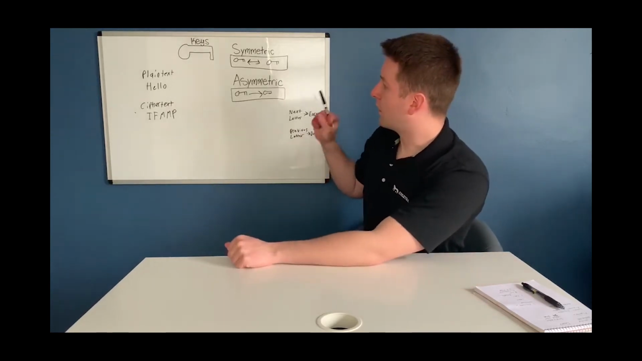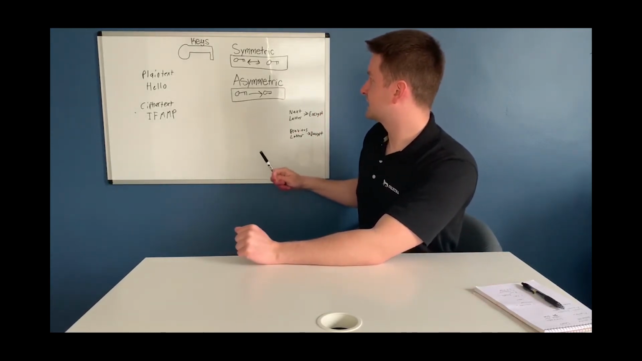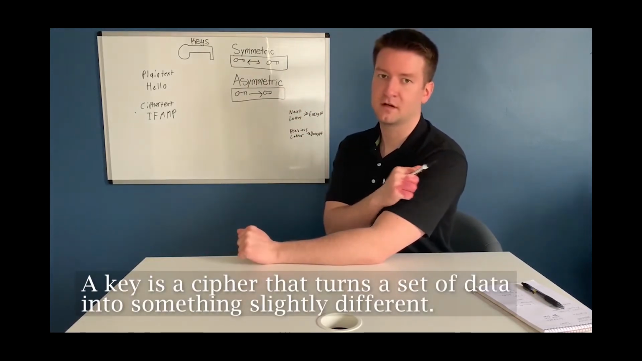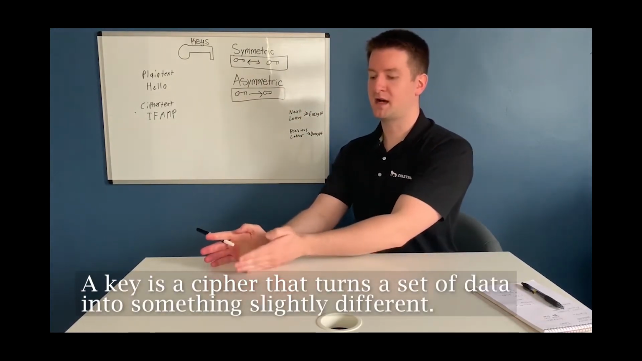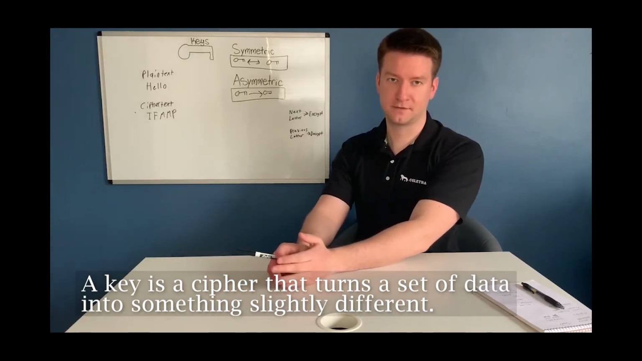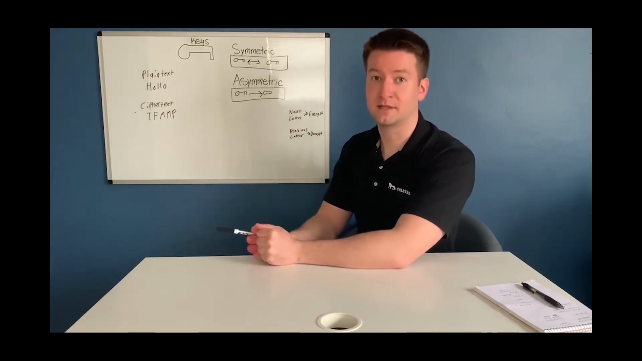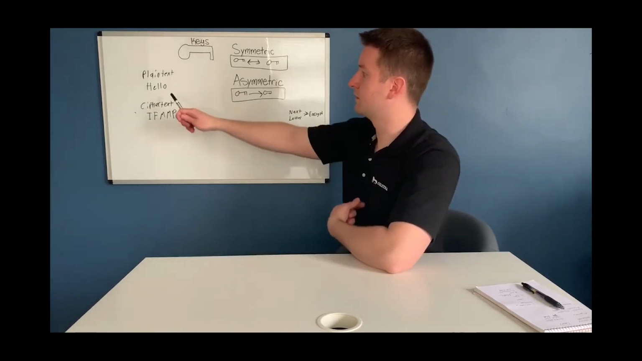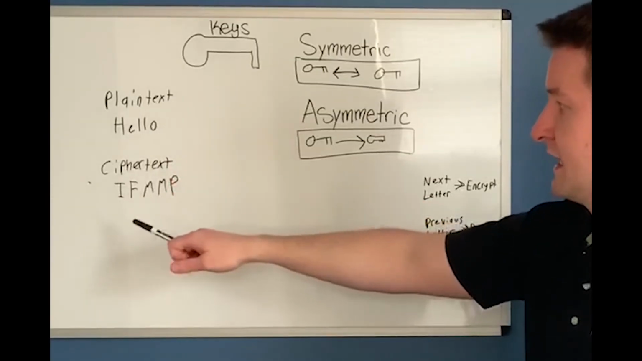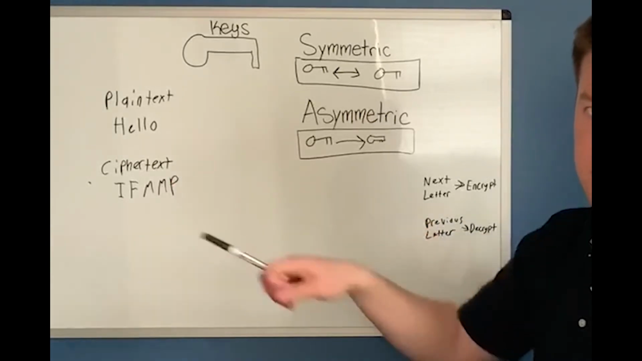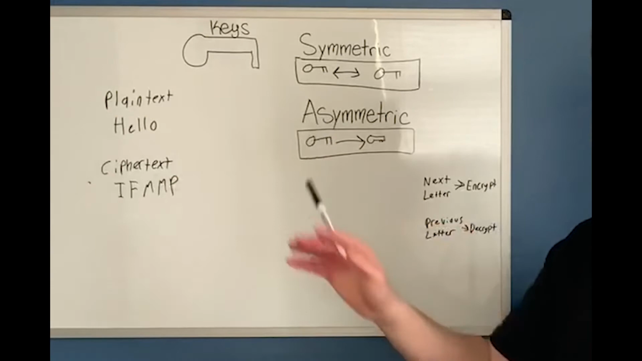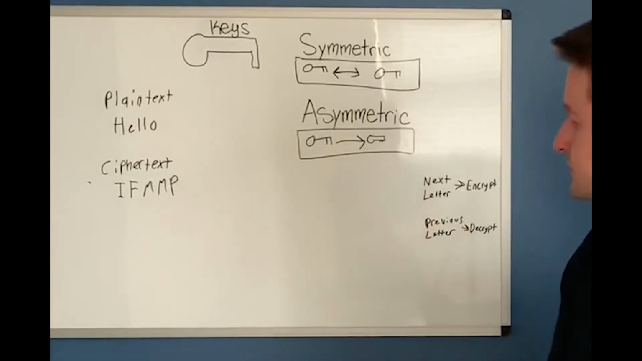So what encryption does is it takes a key, and the key is basically an algorithm or a cipher that turns a set of data into something slightly different. We normally refer to this as turning plain text into ciphertext. In this example, we're going to turn the plain text HELLO into the ciphertext IFMMP. The plain text, we all can read and know what's going on. The ciphertext, without the key, I wouldn't really know what's happening.